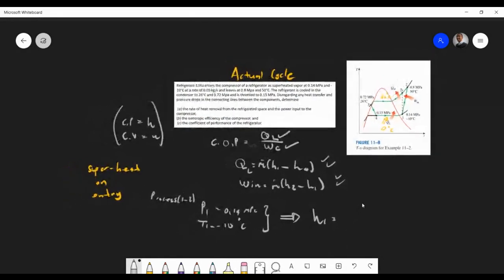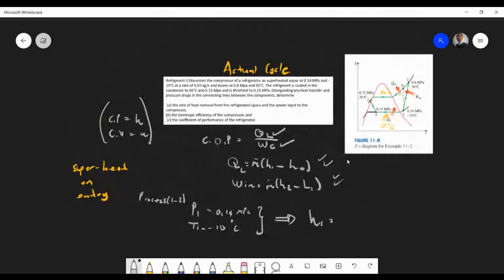So in the actual cycle, on entry superheat, a quick question: is the reason we superheat it so that we ensure the compressor is compressing vapor only and not a bit of liquid? We don't want to compress liquid. That's not our business. But just be aware of that.